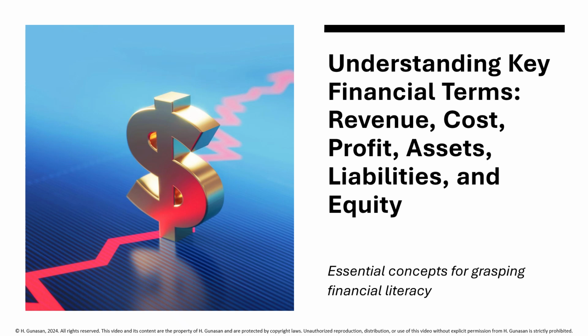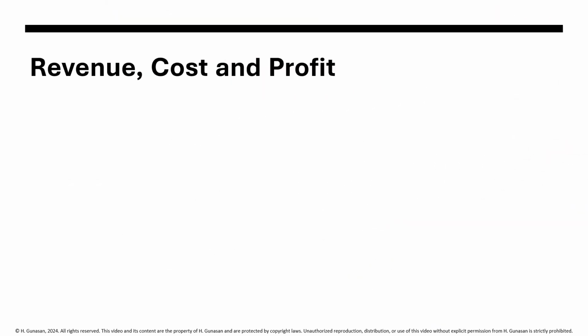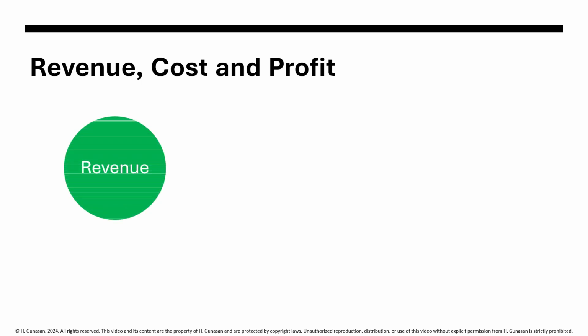In this video, we'll break down some of the most essential financial terms that every professional, whether in leadership, marketing, operations, or entrepreneurship, needs to understand. Let's begin with three closely related concepts: revenue, cost, and profit. Revenue is the total amount of money a business earns from selling its goods or services. Think of it as the inflow, the money that comes into the business before anything else is paid.